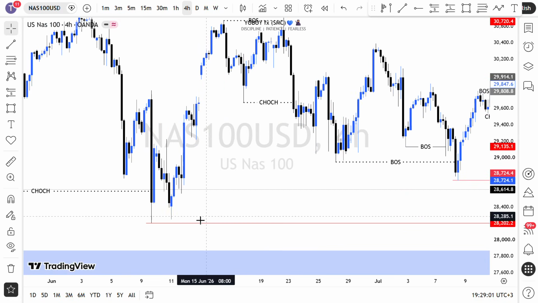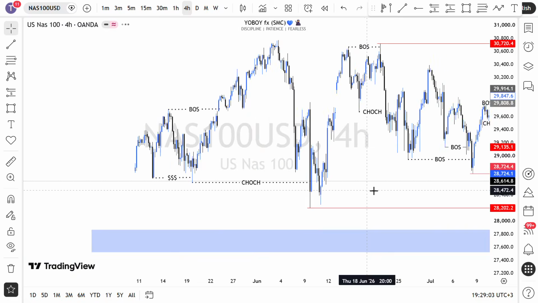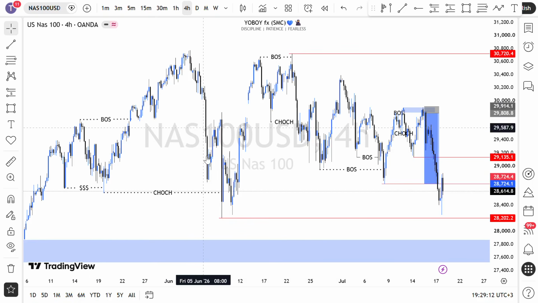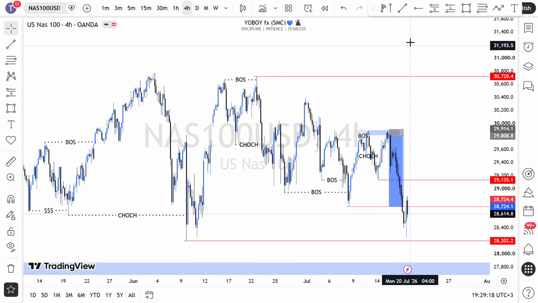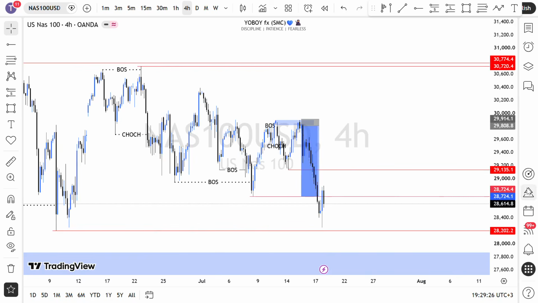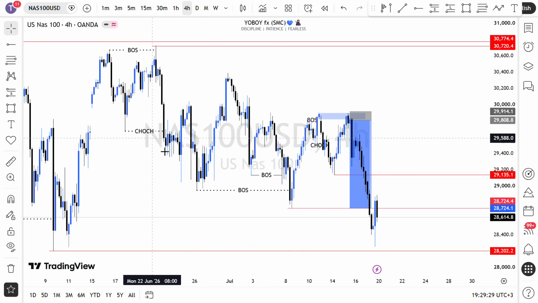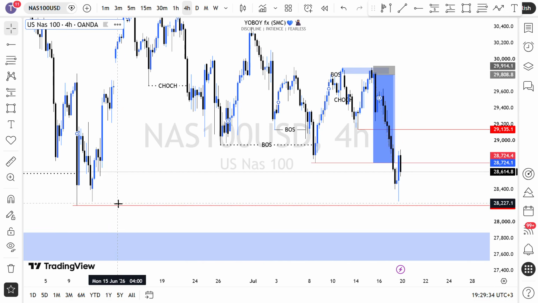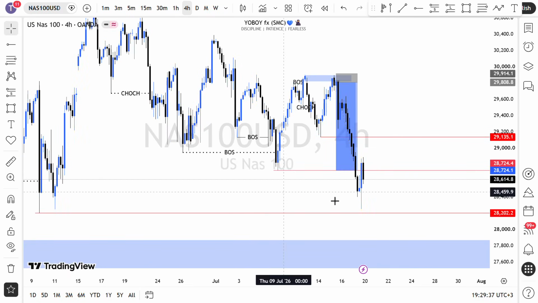So I've been expecting this external liquidity here to be taken out, and the reason being is because we had this change of character after price formed this break of structure to the upside. Later on, the market formed the change of character, and then price came back to the upside, respected this high, respected the swing high that formed that change of character, and then we have been having this beautiful downtrend structure here. So we expect price to drop down and clear this external liquidity, and as of now, the price has not yet cleared that external liquidity.